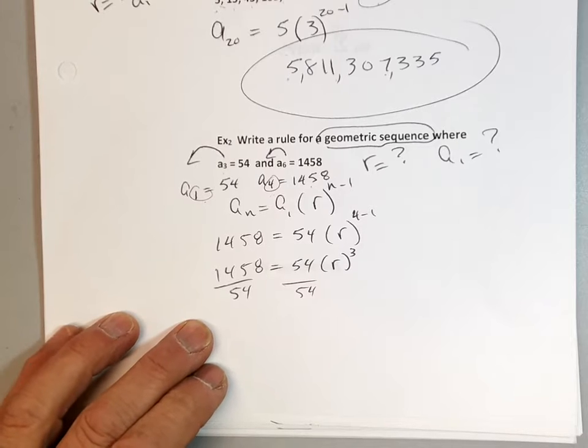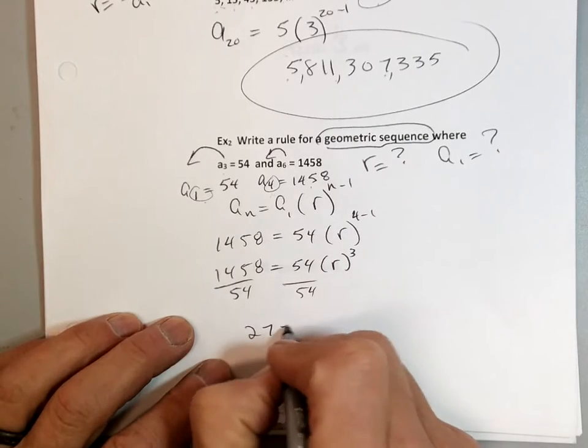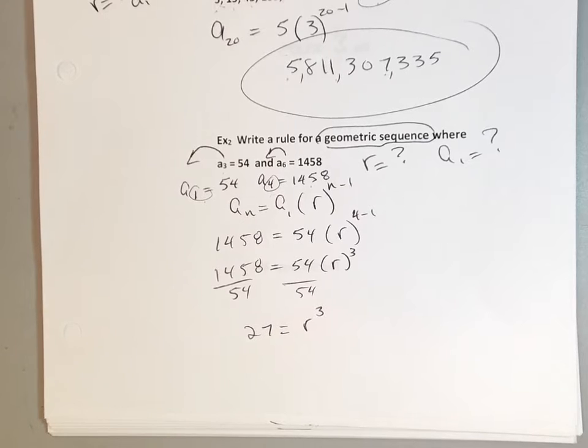Okay, 1,458 divided by 54. 27. Thank you. 27 equals R to the third. And then what do you guys think we're going to do next? Cube root it. Well said, Isaac. You guys agree with cube root?